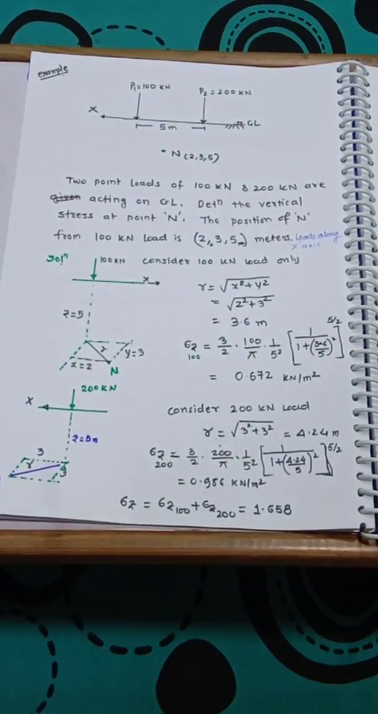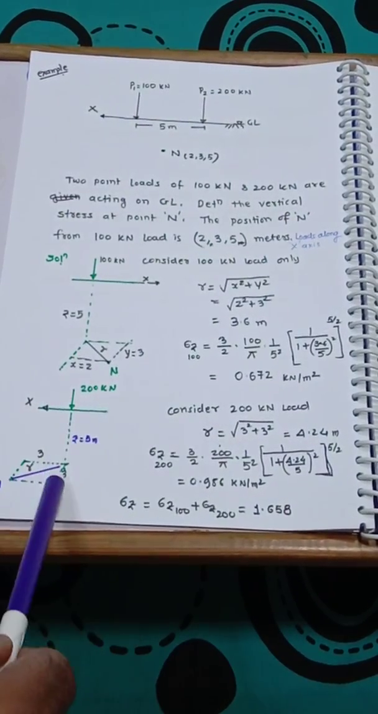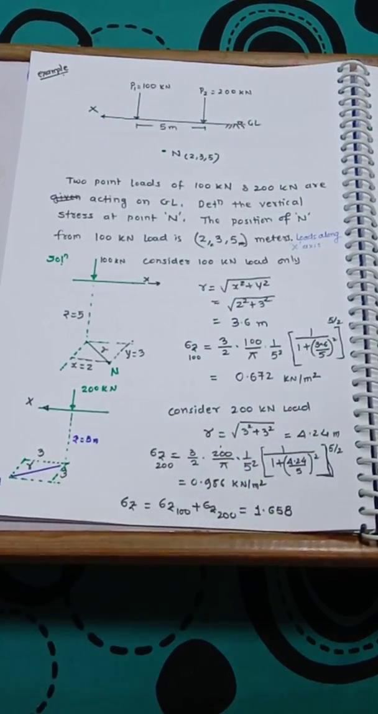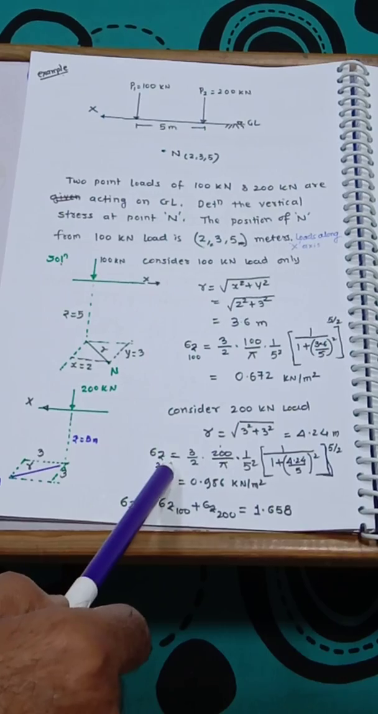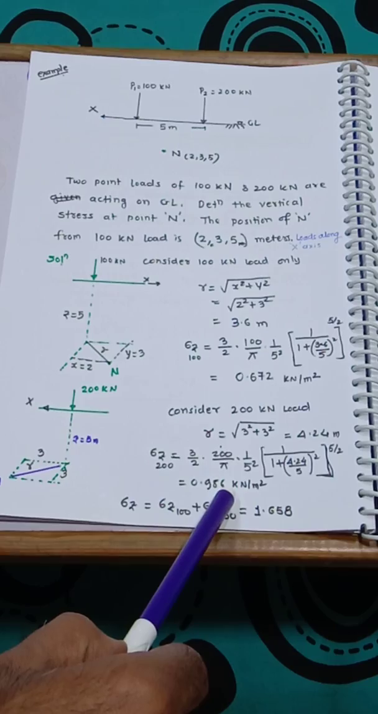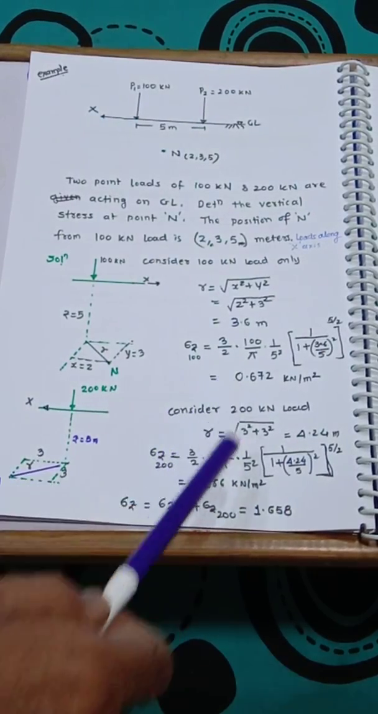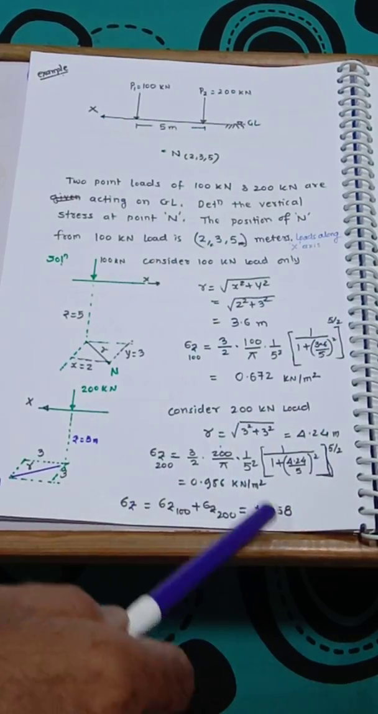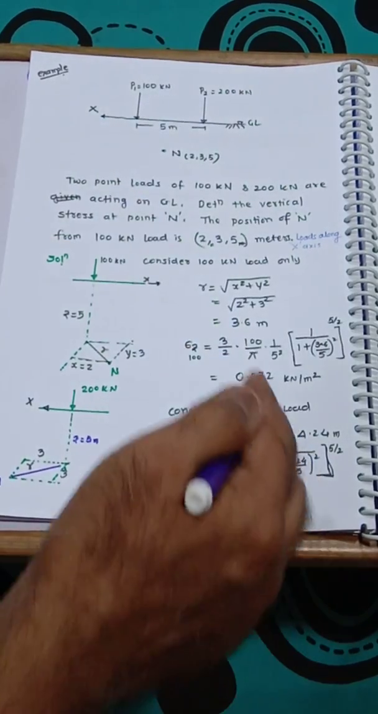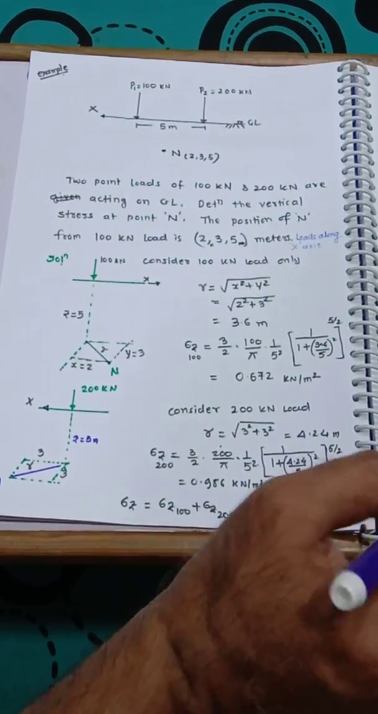So repeating the same procedure, first you find out R. Now here 3 and 3, so substituting you get R is 4.24, and finding out the sigma z for the 200 kilonewton as 0.986. By the principle of superposition you can add these two, so you get a total stress of 1.658, and let us write the unit, because it is kilonewton per meter square. Let us say kPa, kilonewton per meter square.